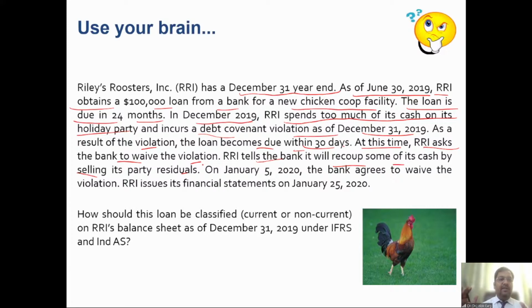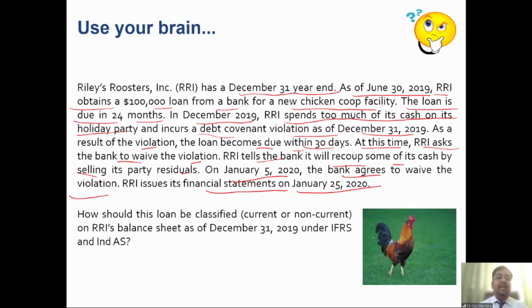Okay, so everything has not been spent. Some cash we will be able to realize by selling the residuals. So on 5 January 2020, that is after 5 days, the bank agrees to waive the violation. And the financial statements are approved in the board meeting dated January 25, 2020.